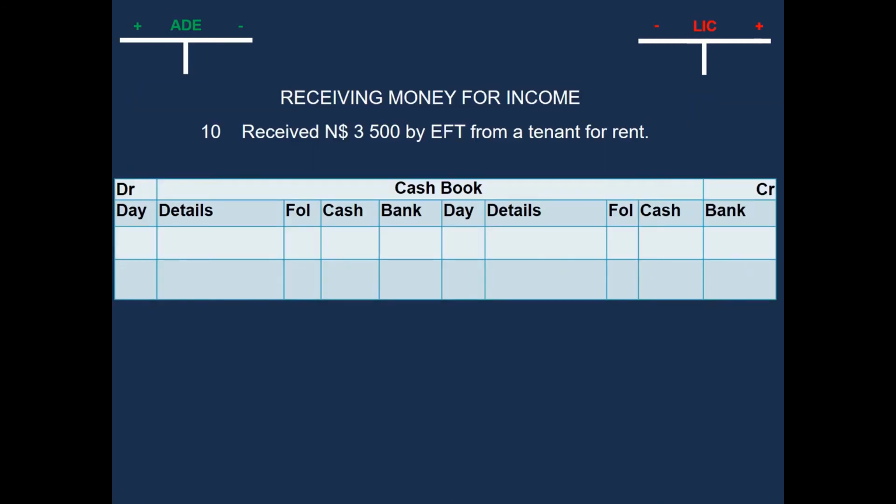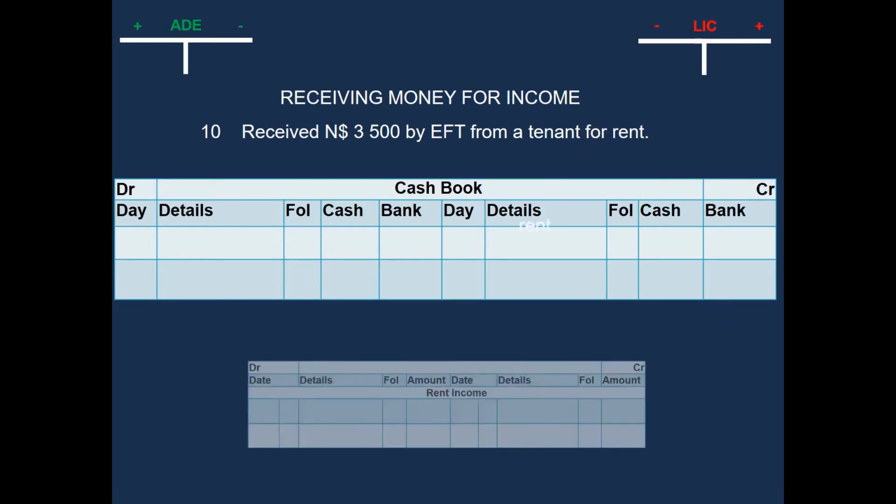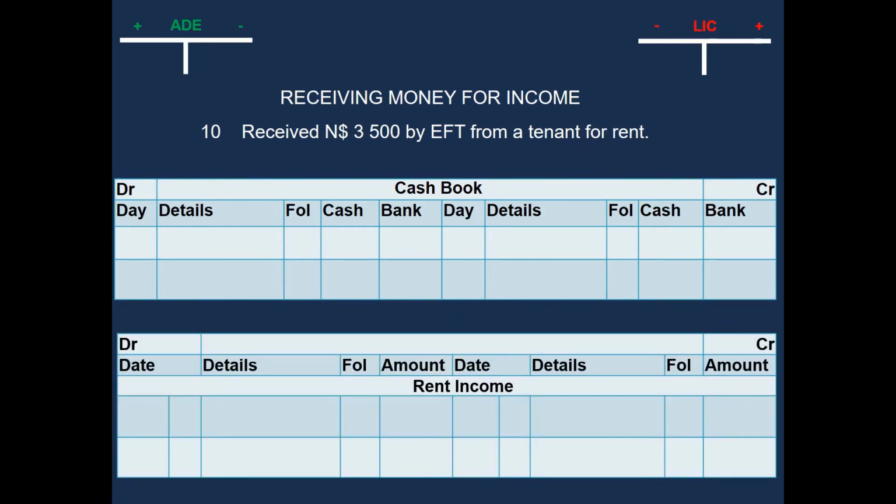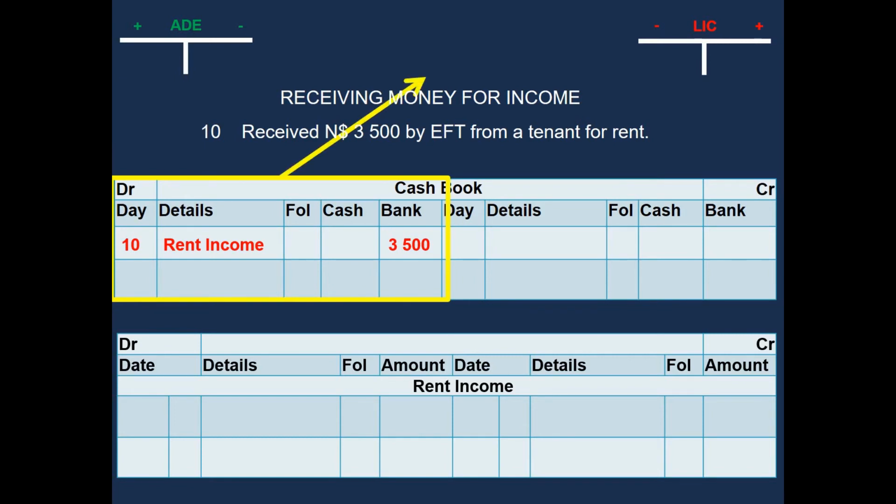We have our cash book, but now the other account we need to open will be rent income, not rent paid, because rent paid is an expense. And in our cash book we will be receiving money, so that means we would record it on the debit side, and we would record rent income 3,500 on the debit side in the bank column. And since we are entering the account on the debit side, that means that we receive money, or the business receives money.